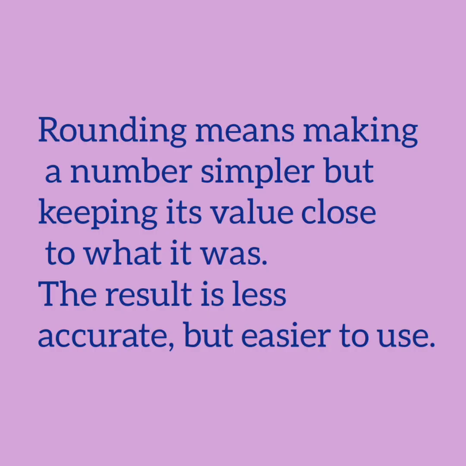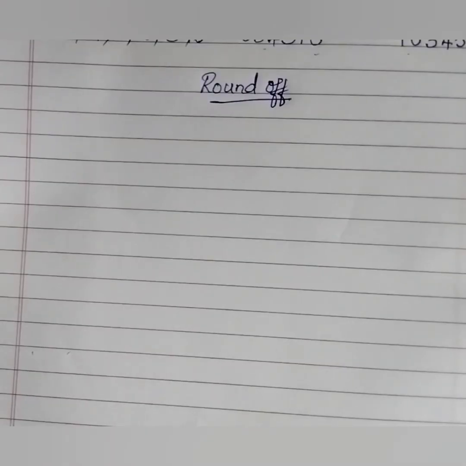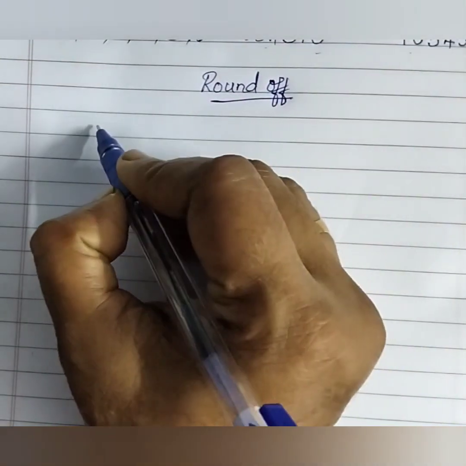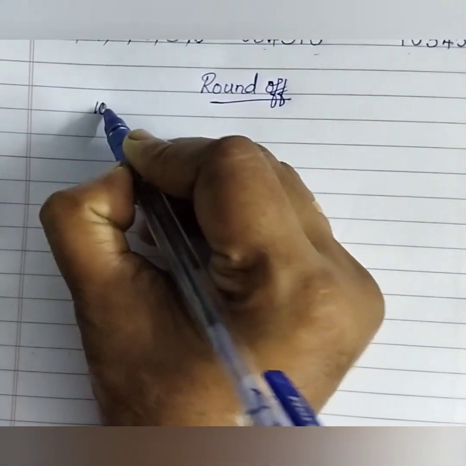Rounding means making a number simpler to read or say, but keeping its value close to what it was. The result is less accurate, but easier to use. So, shall we learn how to round off the numbers easily? Now we shall learn how to round it off to nearest 10.